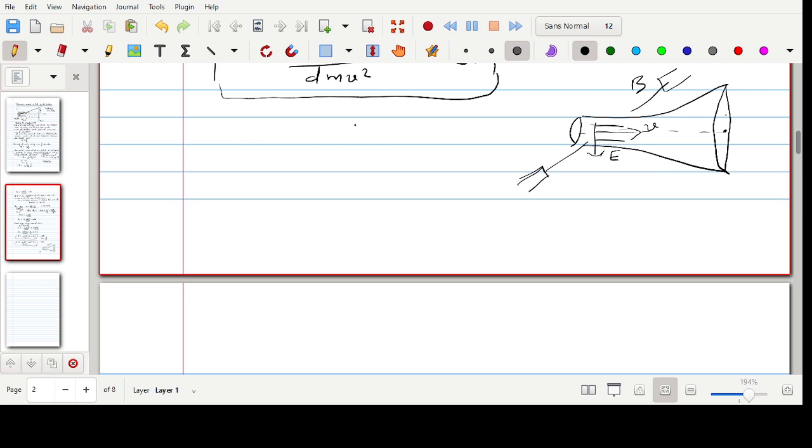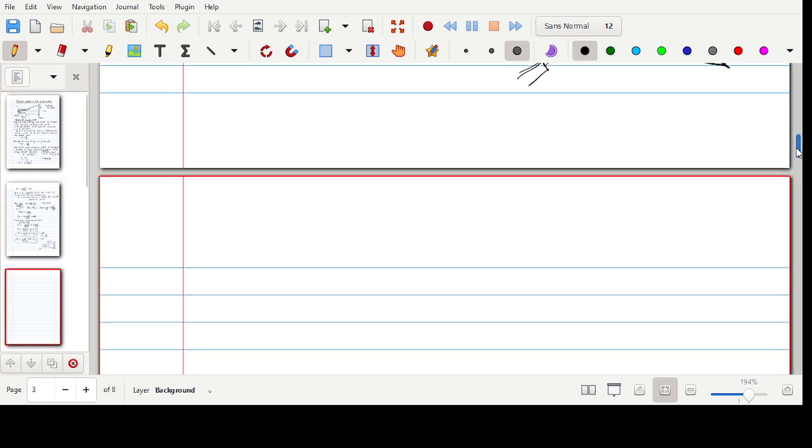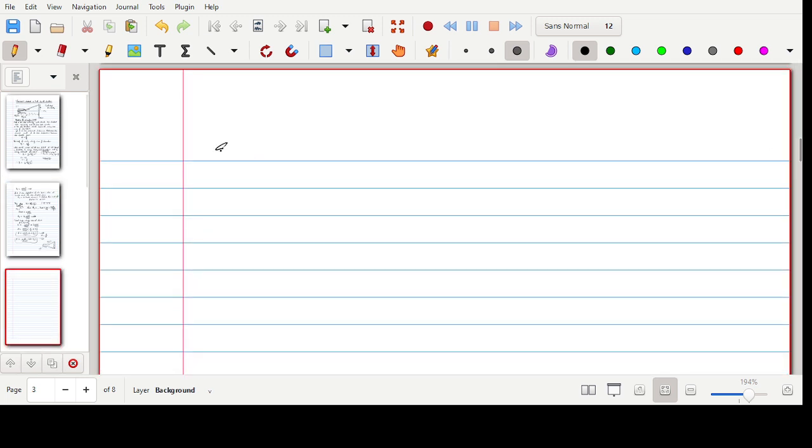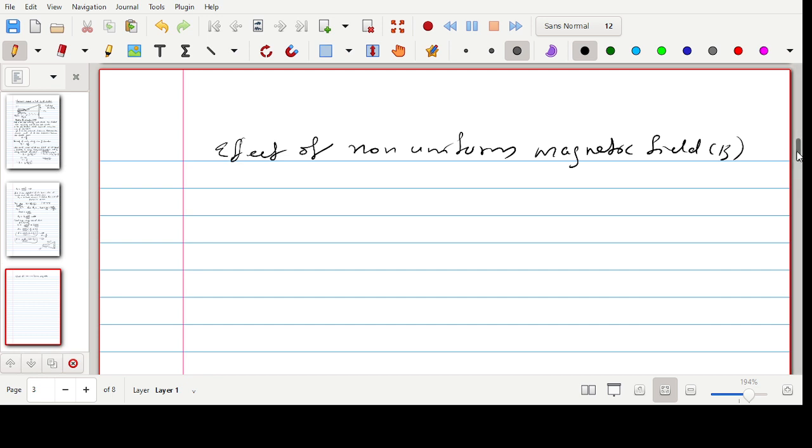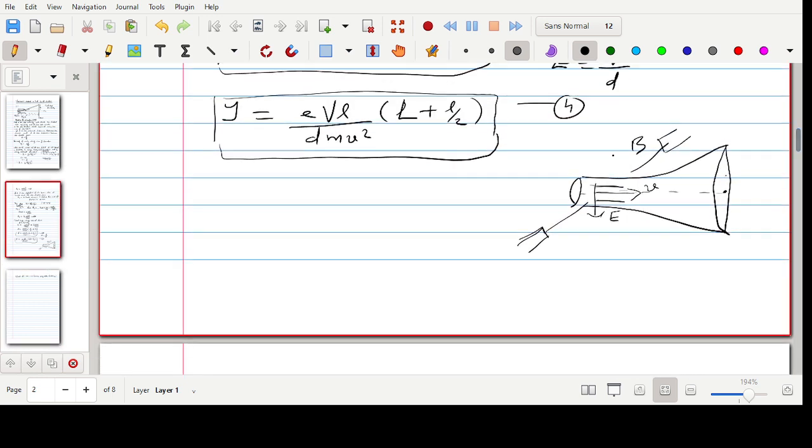Next we will discuss the effect of non-uniform magnetic field B. So here we are giving a bar magnet. So we are providing a non-uniform magnetic field along the path of the electron beam.